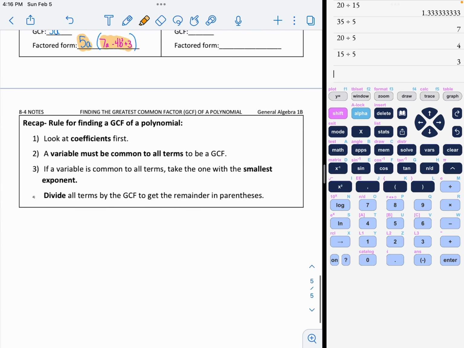So here's your recap. Look at your coefficients. I want you to focus on the factors of the smallest coefficient. Check and see if there's any variables that are common. If there is a common variable, take the one with the smallest exponent and divide all of those out. I like this tiny 4 because that's literally the most important step. All right, so today we had keywords. We had greatest common factor and we had factored form.